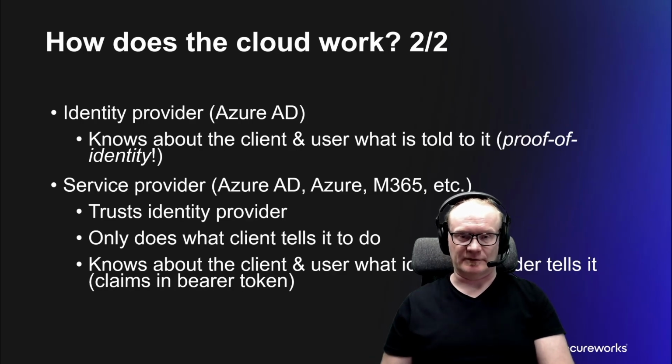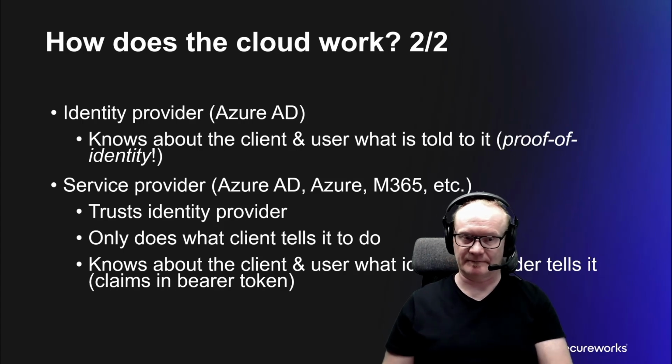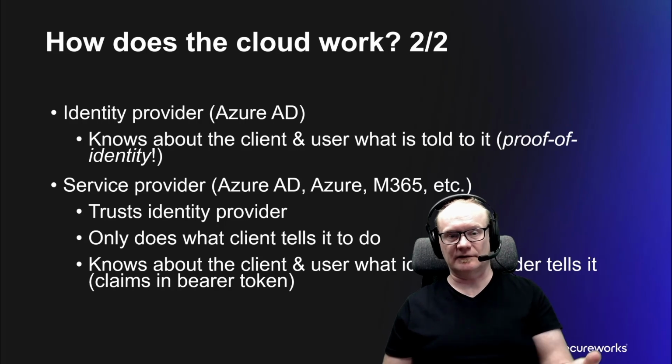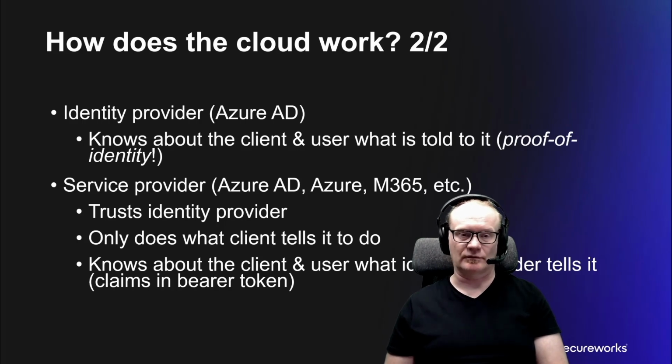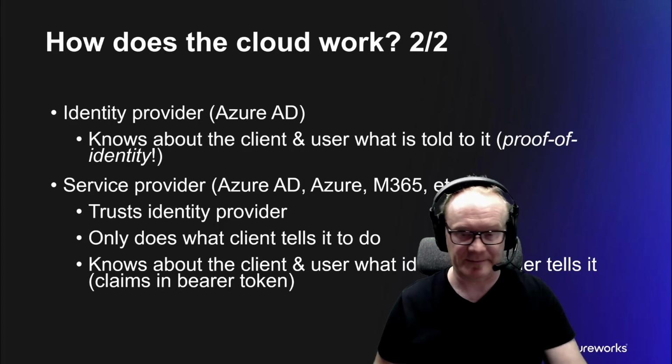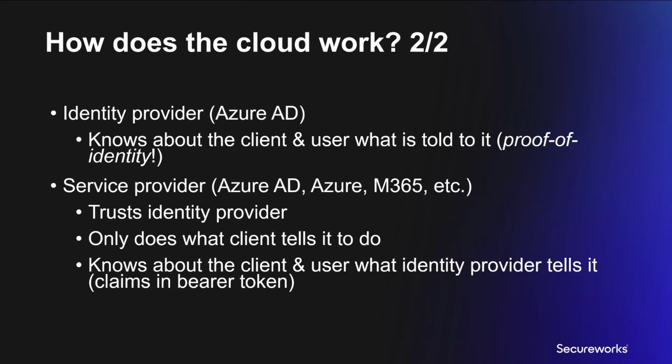Then we have the service providers, which can be Azure AD, Azure, Microsoft 365, or third-party apps. The service provider is trusting the identity provider, which in this case is Azure AD or Entra ID. Again, it only knows about the client and the user, what the client tells it, and it only does what the client tells it to do. For instance, if you are consuming Graph API, you may tell it, okay, I want to list my inbox.